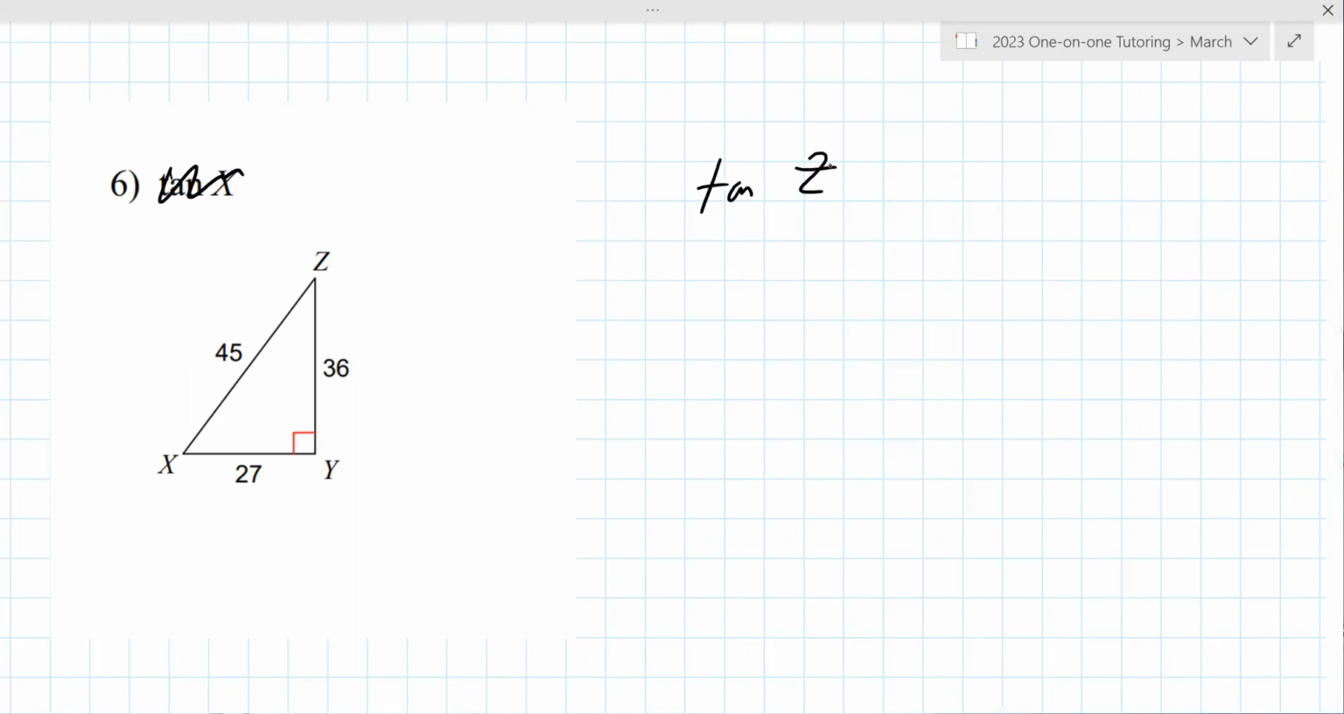(27/36) in reduced form, Sourish. Reduced form. Yes, that's 3/4. It is 3/4. Good. All right. Let's do one more, a couple more here.